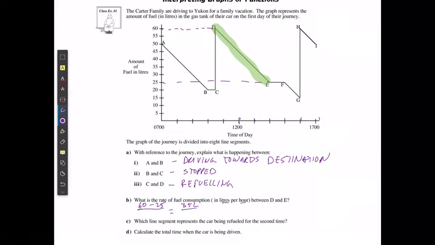I'm going to divide that by my change in time. At this time, it's 10:30. And at this time, using the 24-hour clock, it's 14 o'clock. So if I take 14 minus 10.5, or halfway past 10, then it has spanned 3.5 hours. When I divide 35 liters by 3.5 hours, my actual fuel consumption is 10 liters per hour.